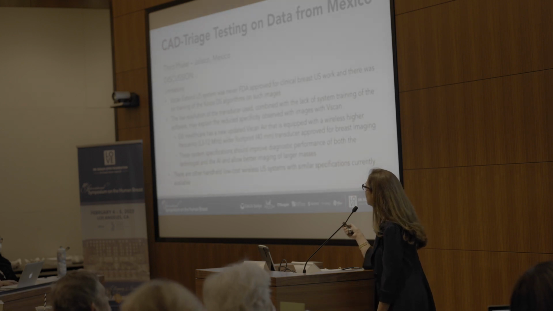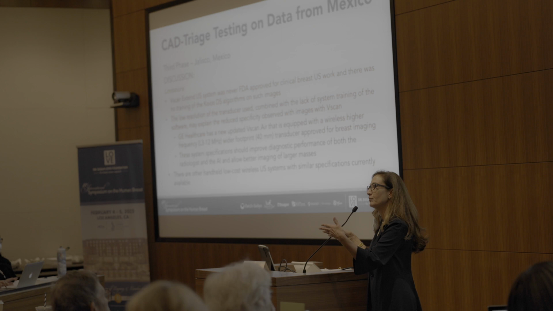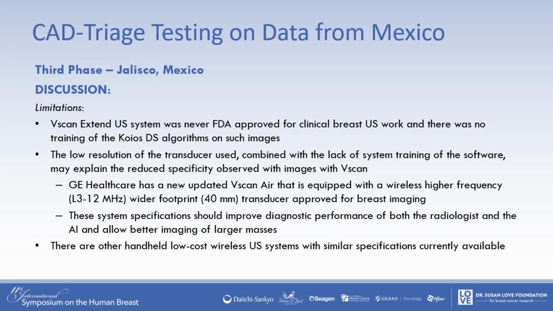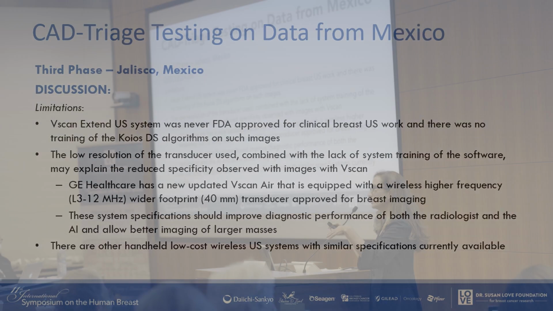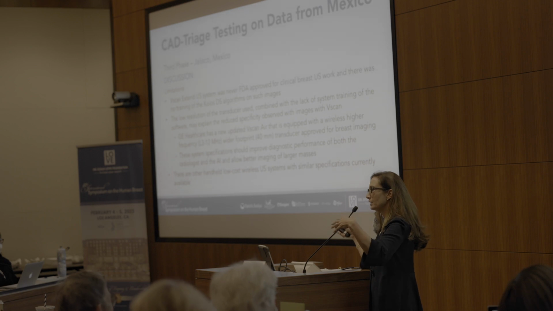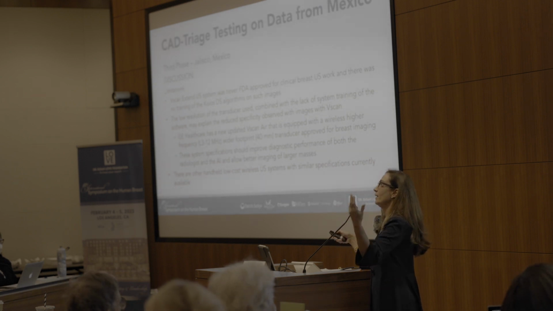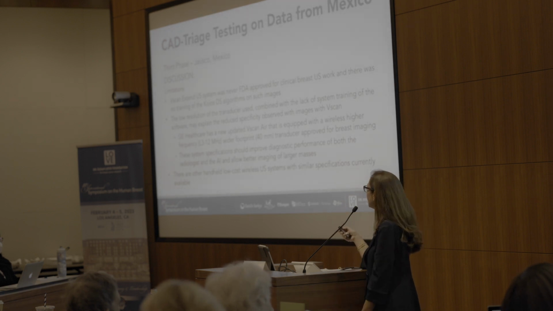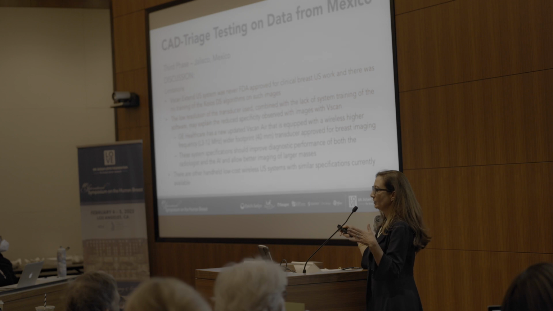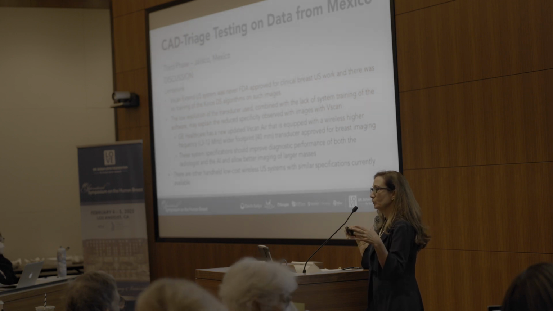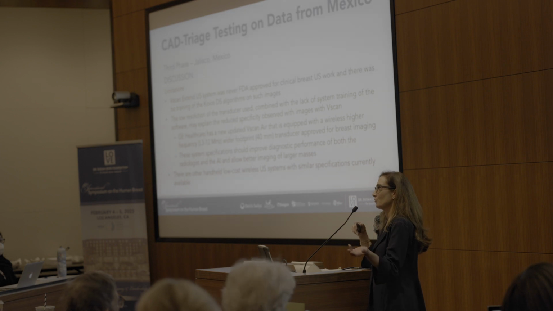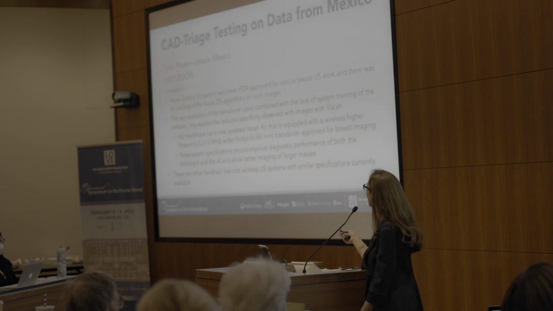Limitations, the V-scan that we used was never FDA approved. So in the beginning, when we were throwing 700,000 images into the AI to teach it, we didn't have any of the images from the V-scan. So now that it is FDA approved, we can throw in those images and really improve the AI software. And also, it's already updated. The V-scan probe is a better transducer with a higher frequency. So I'm sure the images have better resolution now and can also improve the specificity.